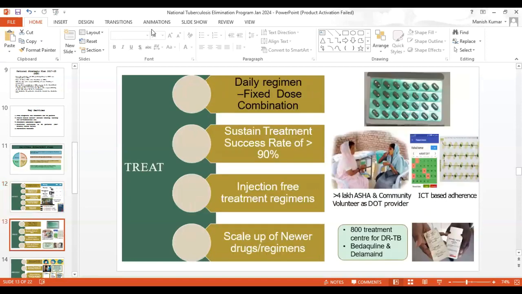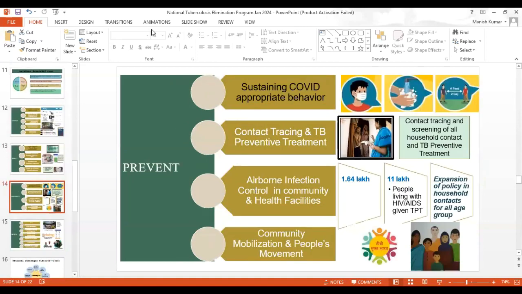On treatment, as I said, there is a defined treatment dose, and it is a longer course of 6 months, 9 months. They are aspiring to sustain this treatment with a success rate of 90%. We don't have an injection for this treatment, so it is an injection-free regimen. And if there is a newer addition of drug, to scale up those newer regimens.